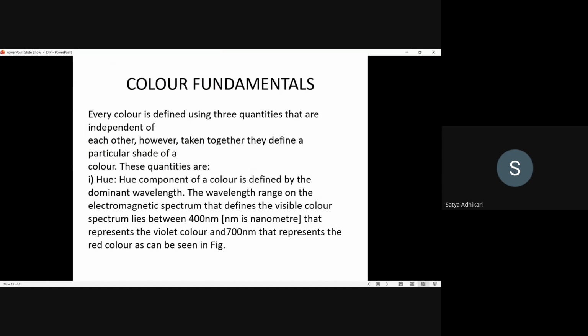Let us see the qualities. The first is hue. It is the component of color defined by the dominant wavelength. The wavelength range on the electromagnetic spectrum that defines the visible color spectrum lies between 400 nanometer, where nm is nanometer, and 700 nm. 400 nm represents the violet color and 700 nm represents the red color, as you can see in the figure.